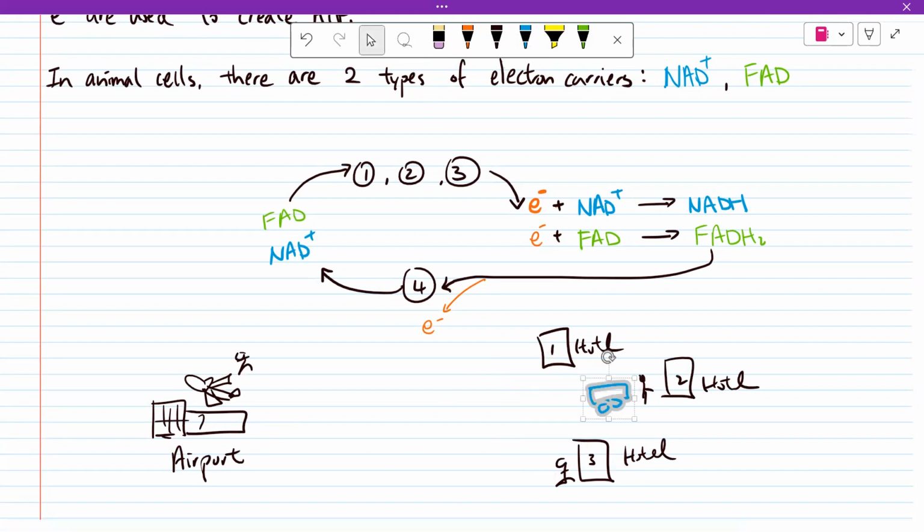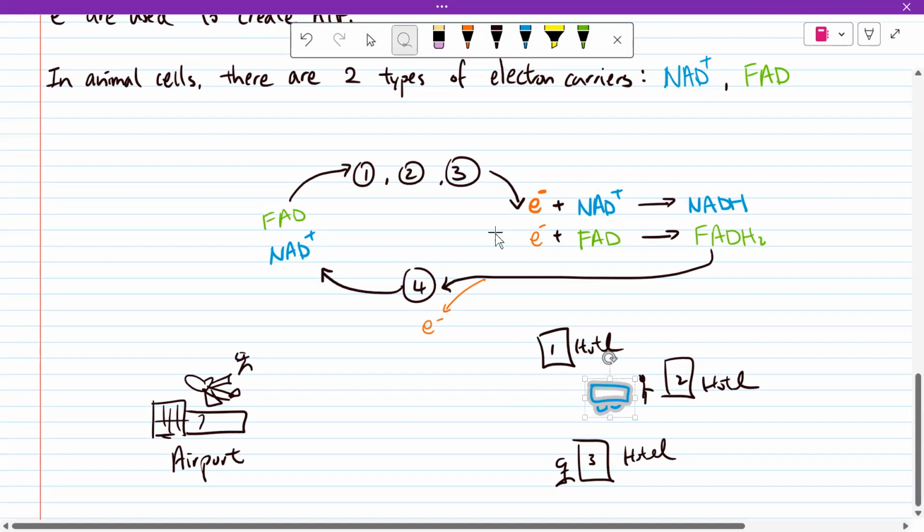Do you understand that? Did you guys see the thing move? I actually don't know. Sometimes I don't think it shows up. Let me see. Yes, it did. Great. There's a really low tech animation there.